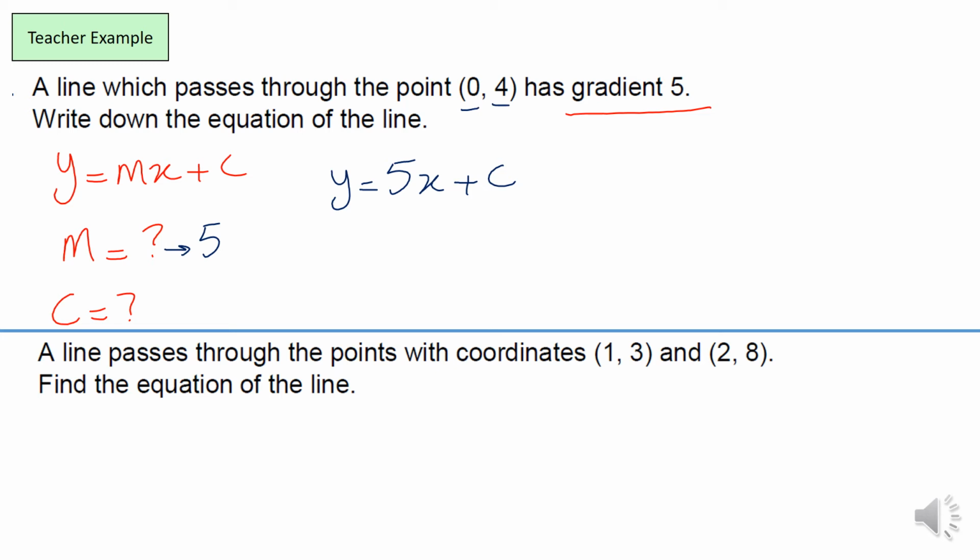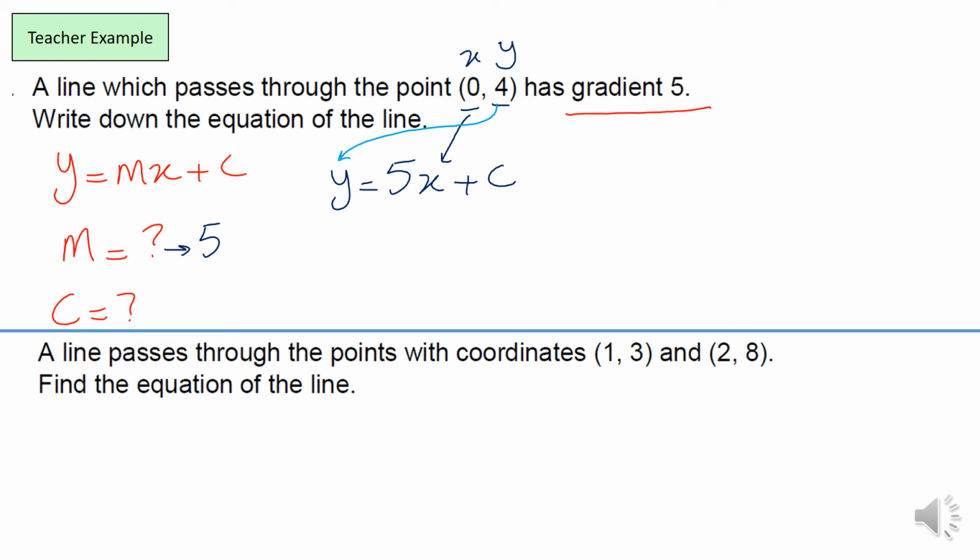So if I put, instead of x, if I put x, because that is your x, right? And then that is your y. And instead of y, if I put 4, then I can find c. So let's see what it is going to look like.